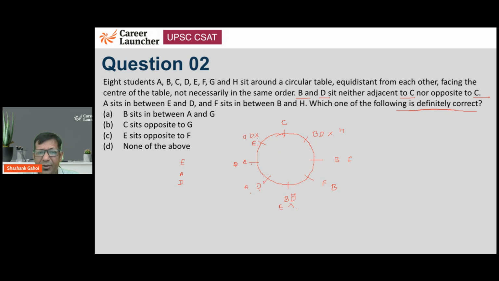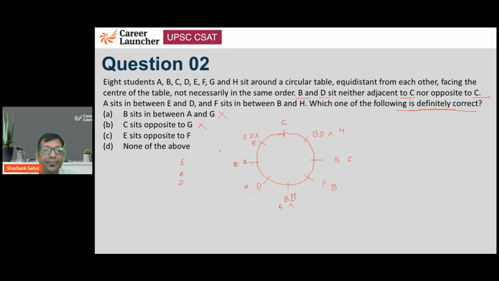Is it definitely true? Definitely not, because A is here, G might be here, B is here. So B is not sitting between A and G. That's rejected. C sits opposite to G? Not necessarily, because C might sit opposite to E, C might sit opposite to H, C might not sit opposite to G, might sit opposite to G.